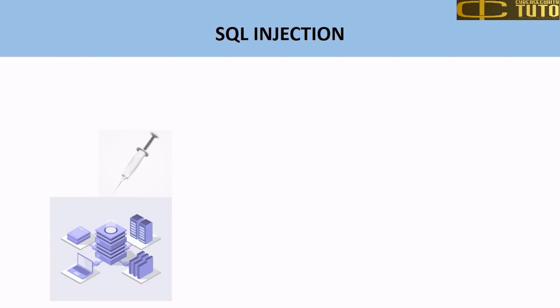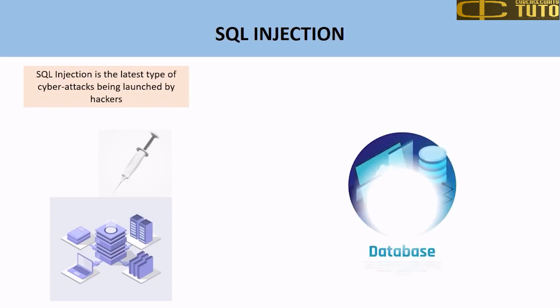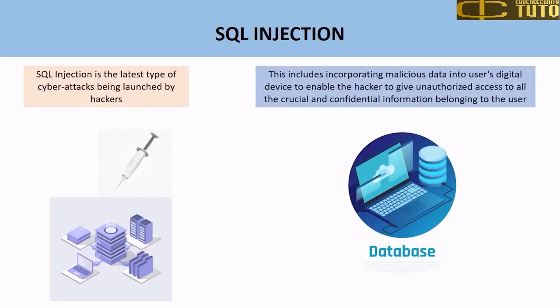The next type of cyber attack is called the SQL injection. SQL injection is the latest type of cyber attack being launched by hackers. This includes incorporating malicious data into the user's digital device to enable the hacker to gain unauthorized access to all the crucial and confidential information belonging to the user.